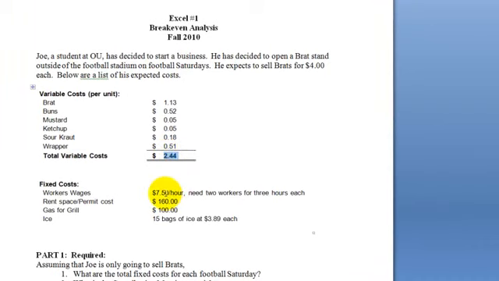He has some fixed costs, which include worker wages, just $7.50 an hour, 2 workers for 3 hours each. So the total worker wages would be $7.50 times 2 times 3. Renting the space and the permit will cost $160. Gas for the grill is $100, and ice, he needs 15 bags at $3.89 each.